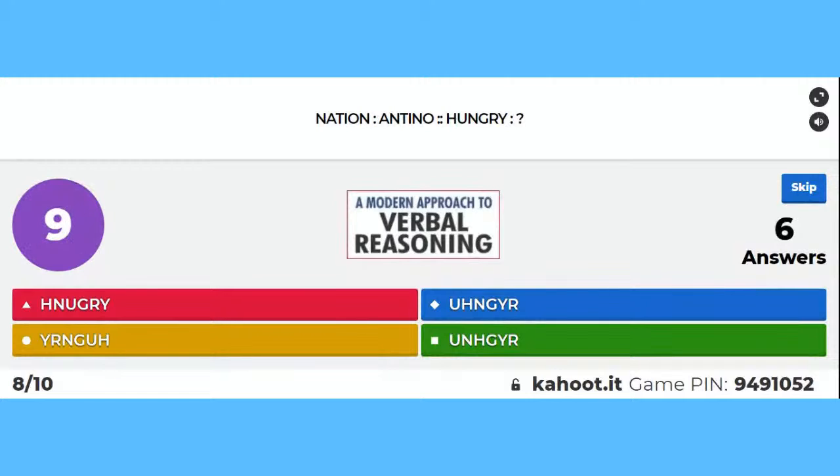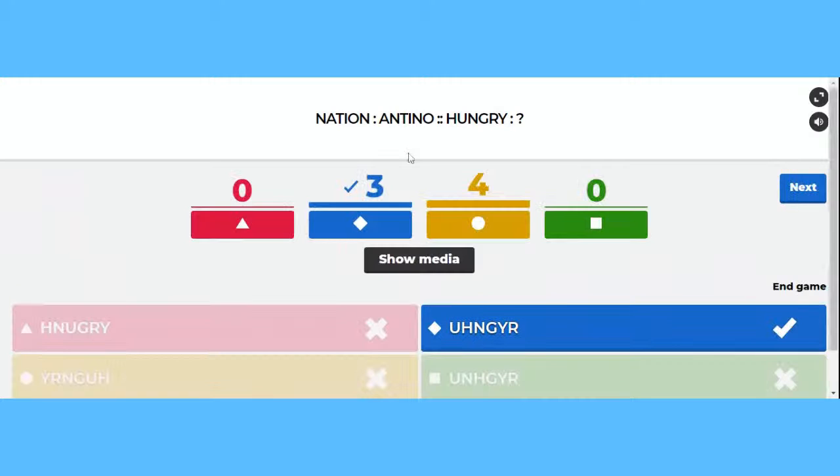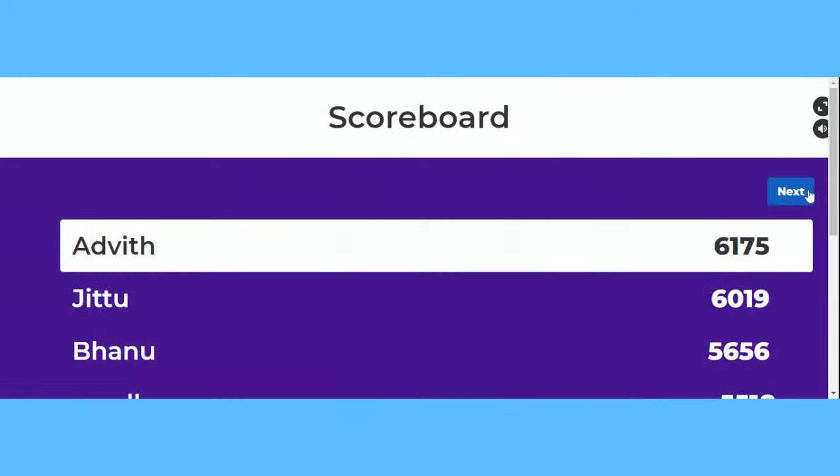I have got 6 answers and am waiting for some more answers. I have got 7 answers, from which 4 are correct and 3 are wrong. Now let's move on to the next question. Again, Advait is in the first position and Sandhya is in the second position and Gayatri is in the third position. Now let's move on to the next question.